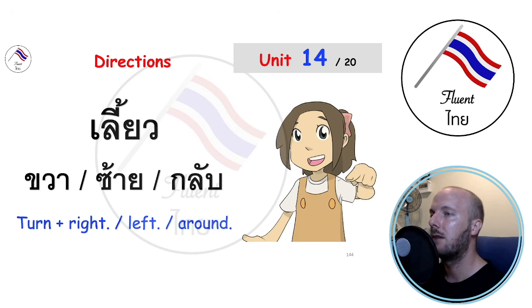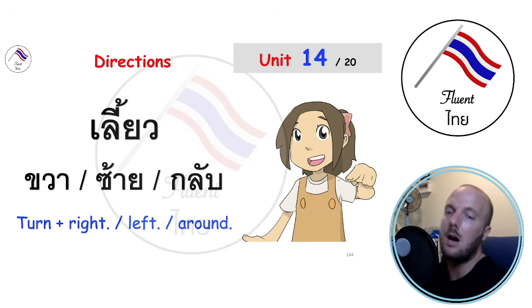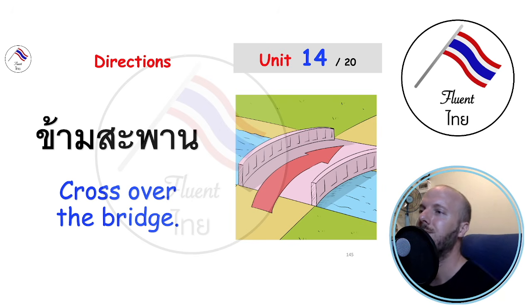Turn right, turn left, turn around. A turn around is เลี้ยวกลับ, but to be honest, they just say กลับ. If I said, you need to turn your car around, you need to make a U-turn, I would just say ต้องกลับรถนะครับ, just กลับรถ. You could even just say U-turn. A lot of Thais just say that.